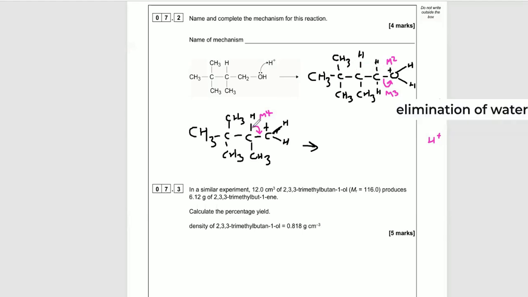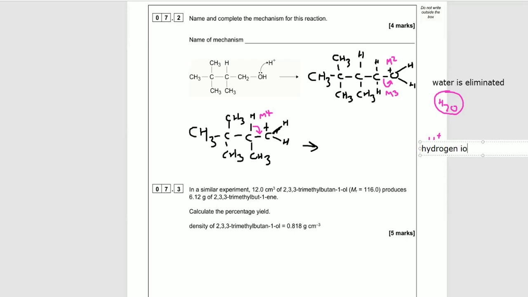And you might notice that water is being eliminated. So what's the name of the mechanism of this reaction? It's an elimination mechanism. We just call this elimination, purely because the water is being eliminated. Notice that the hydrogen ion that breaks off in the second part of the reaction shows that the phosphoric acid is a catalyst, because we're reforming that hydrogen ion from the phosphoric acid. And so the name of the mechanism is elimination, and that's your M1 mark.